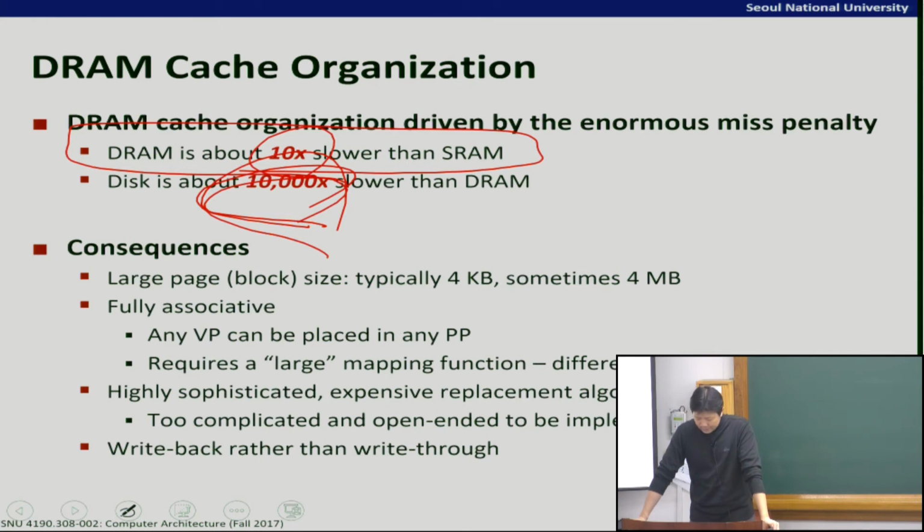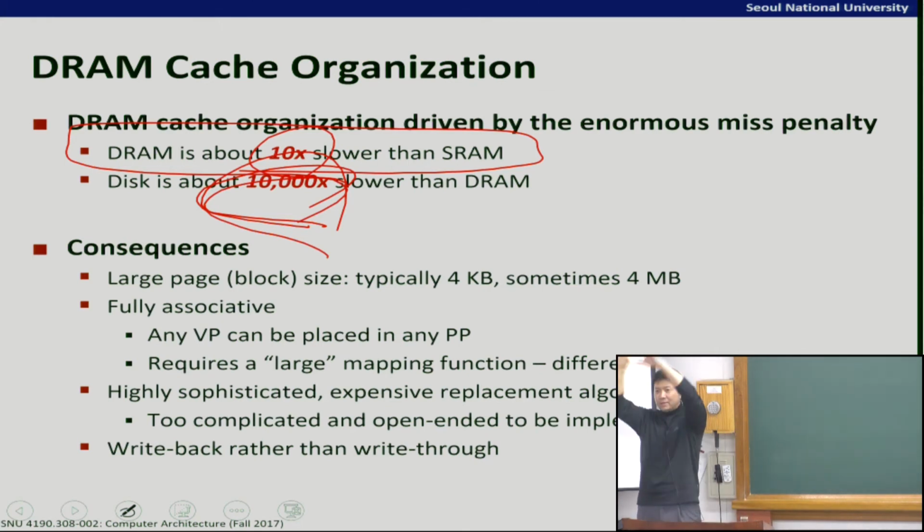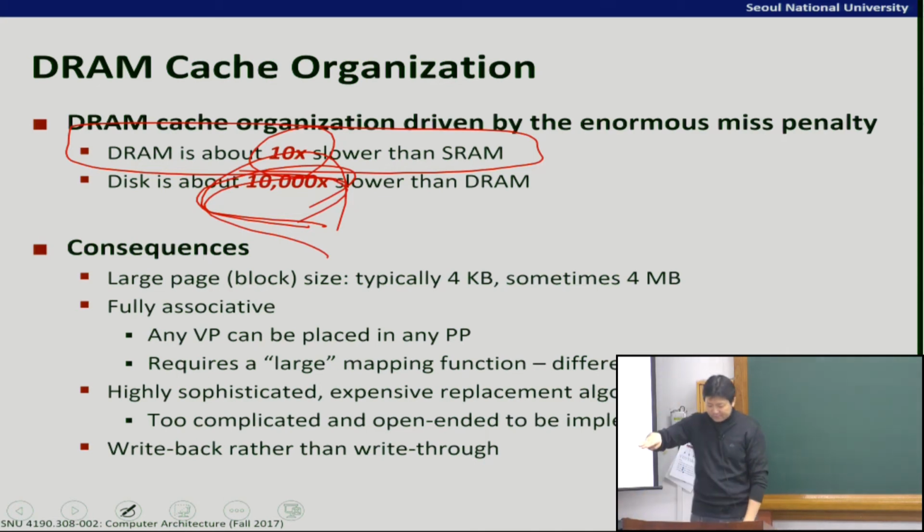Unlike these cache memories, we have a gigantic table which tracks which virtual page is currently mapped to which physical page, or is currently on the disk, or is unallocated. You have a comprehensive table that maps every single page in your virtual address space. And it also employs a highly sophisticated, expensive replacement algorithm.